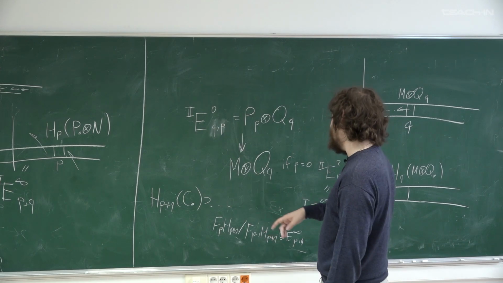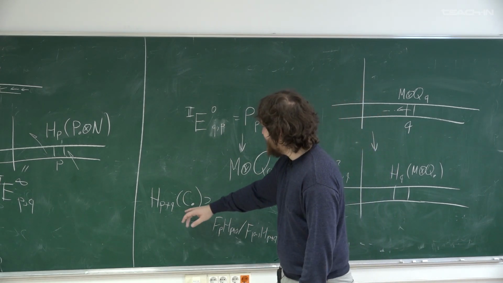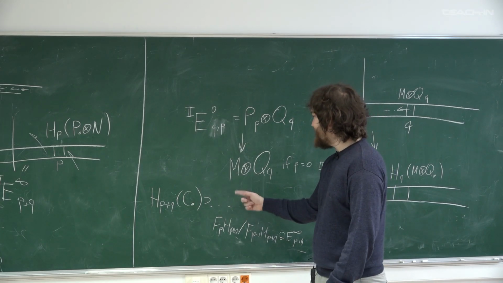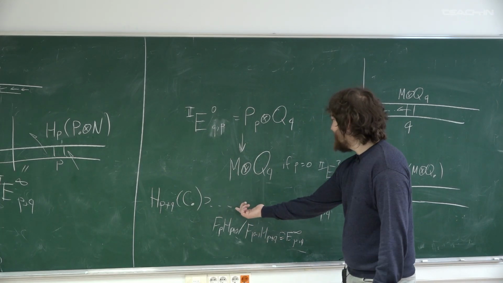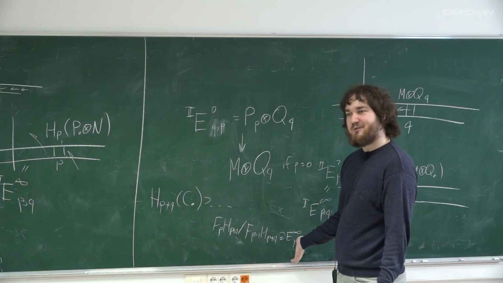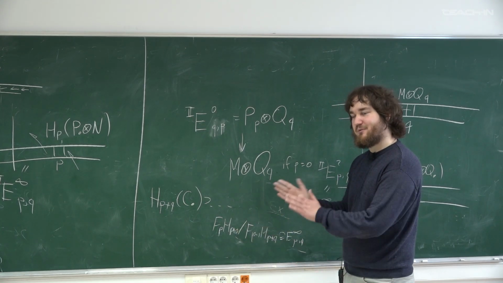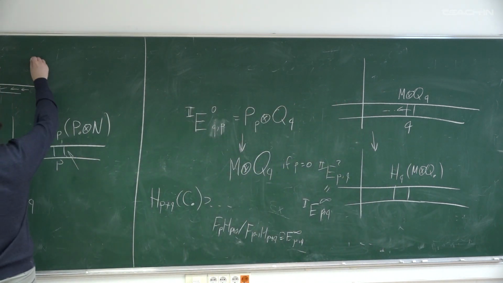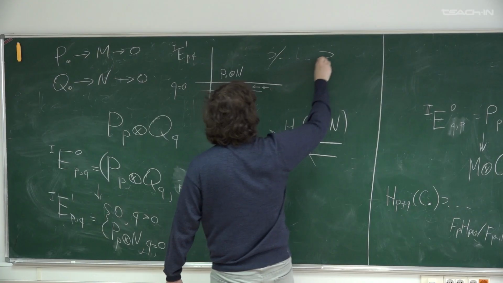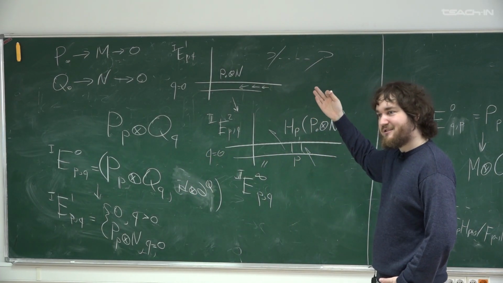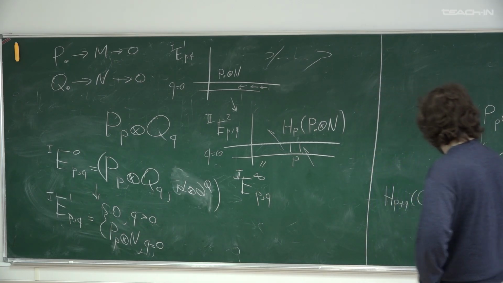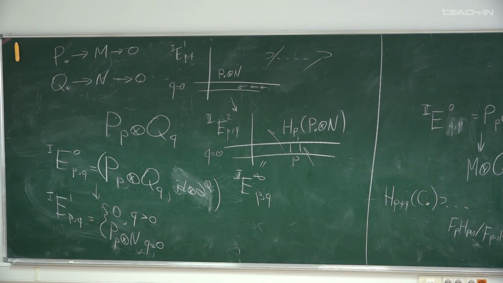For big enough indexes, it's the whole homology. For small enough, it's zero, and there is only one place where the quotient is not zero between these two filtration steps. It's the same observation. I have a filtration, and quotients are my infinity page. That this is the homology of the total complex.